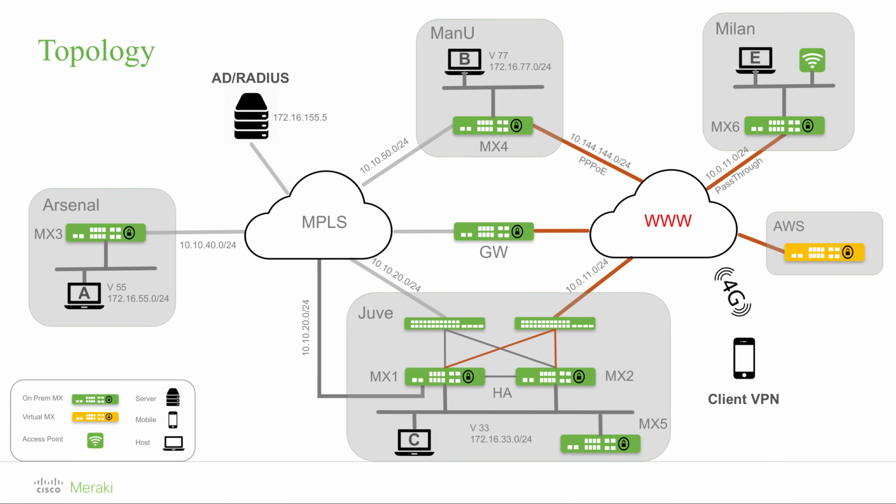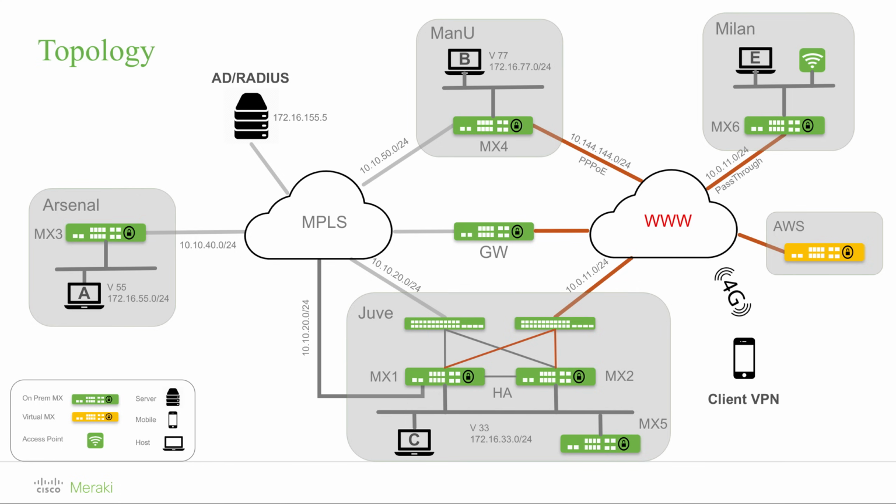All right, let's get to the fun part. So this is the topology for the lab today. We do have multiple sites. As you can see, we have 6 MXs or even 7, including the virtual MX on AWS. We will build them up from scratch. I will show you how to connect it up.